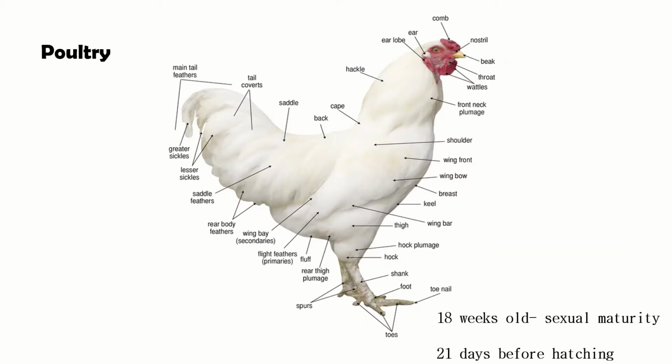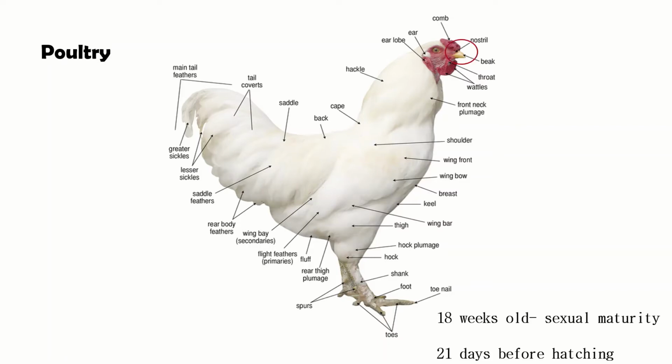Okay, so let's start with the external anatomy of the poultry. Poultry is a collective term for all domestic birds rendering or providing economic benefits to man. The chicken will reach its sexual maturity at 18 weeks old. Meaning, at 18 weeks, pwede na siyang mag-start mag-produce ng egg. And 21 days naman bago mag-hatch yung kanyang egg.